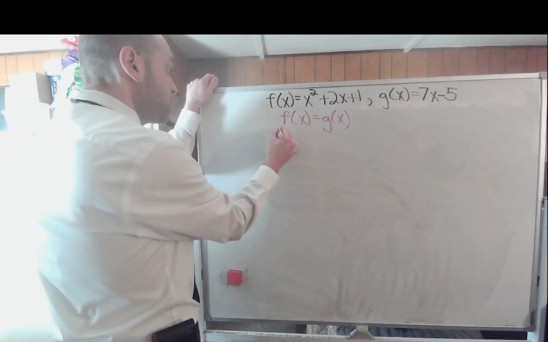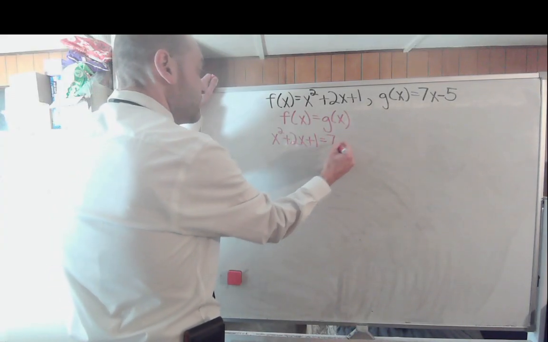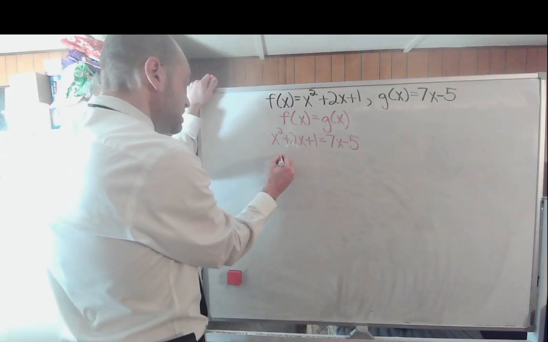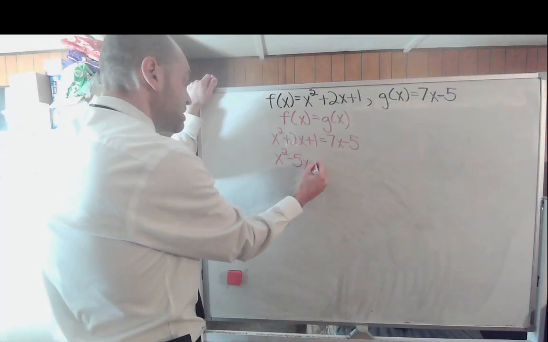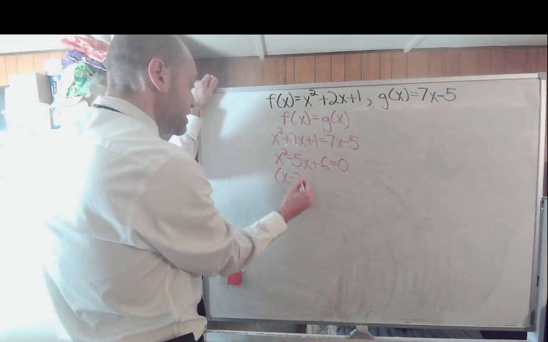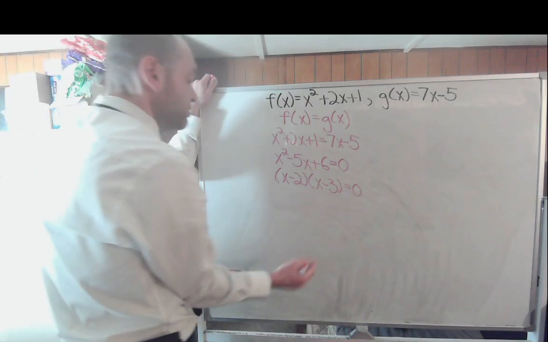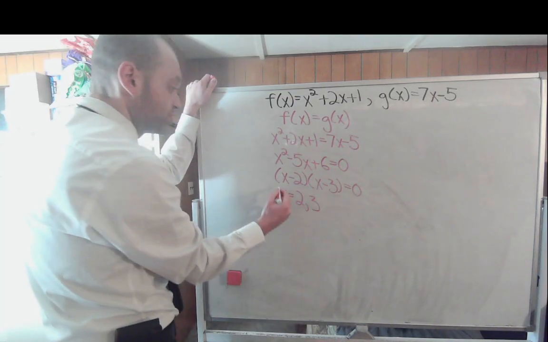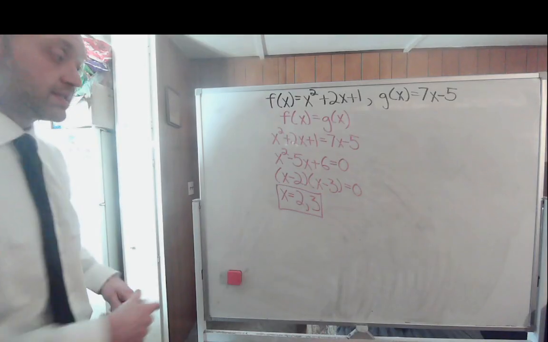So set that x squared plus 2x plus 1 equal to 7x minus 5, which we want to make the right-hand side equal to 0. So that should end up giving you x squared minus 5x plus 6 is equal to 0, which should factor into the quantity of x minus 2 times the quantity of x minus 3 equals 0. So that should give you values of x equals 2 and x equals 3 for the values for which f of x equals g of x.